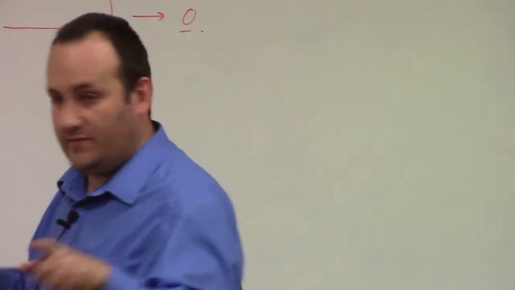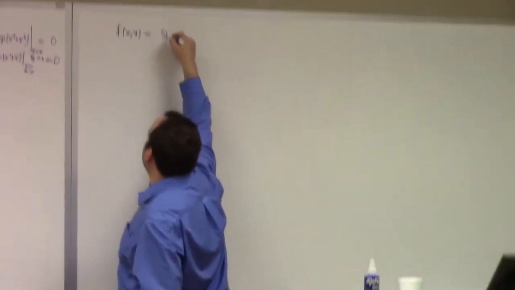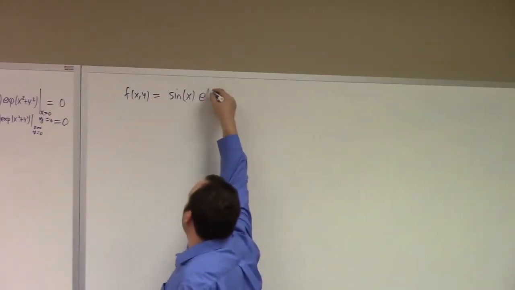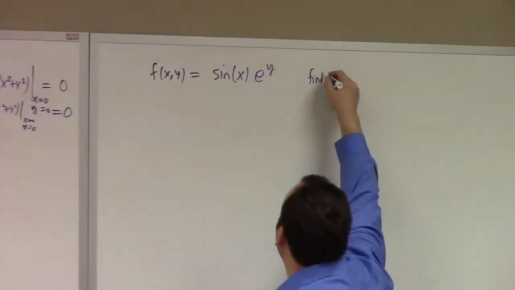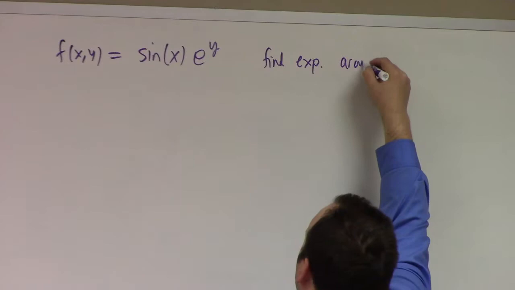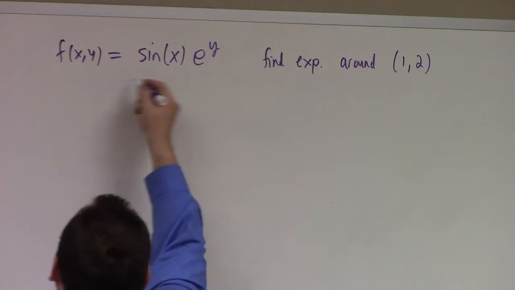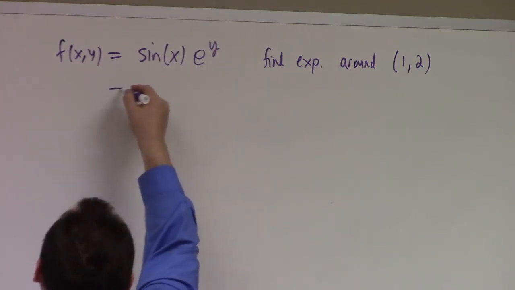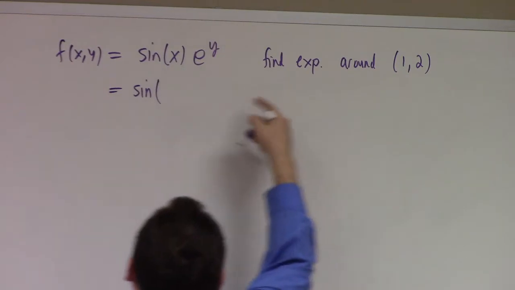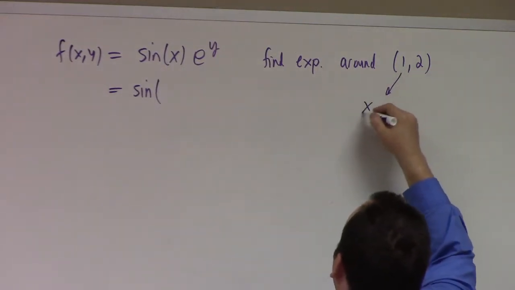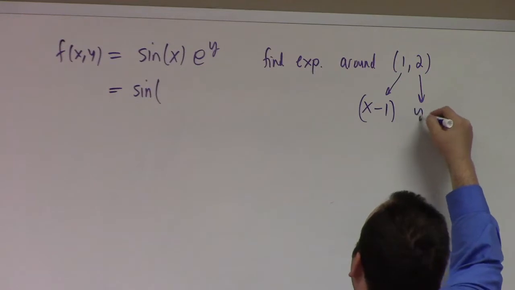I will come back to your question number 70. There are easier problems here than this that are still something I haven't talked about yet. For example, suppose you had f of x, y equal to sine of x times e to the y, and I wanted to find the expansion around, say, 1, 2. How would you do that? Well, there's a simple trick. What this means is I want things like x minus 1, and things like y minus 2.